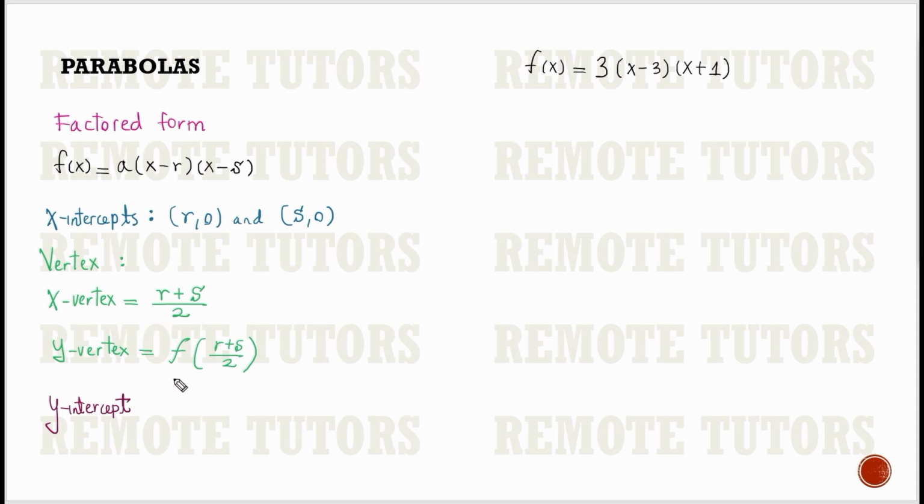And last, the y-intercept is given when you replace x by 0 in the formula. So you just have to calculate a times (0 minus r) times (0 minus s). So this gives a times minus r times minus s. Now let's solve this example.